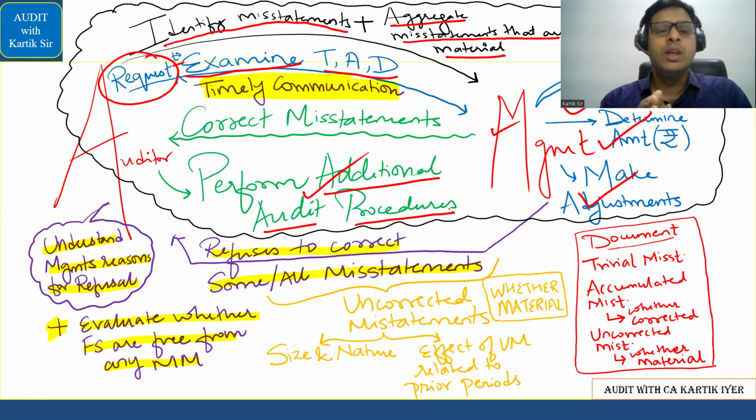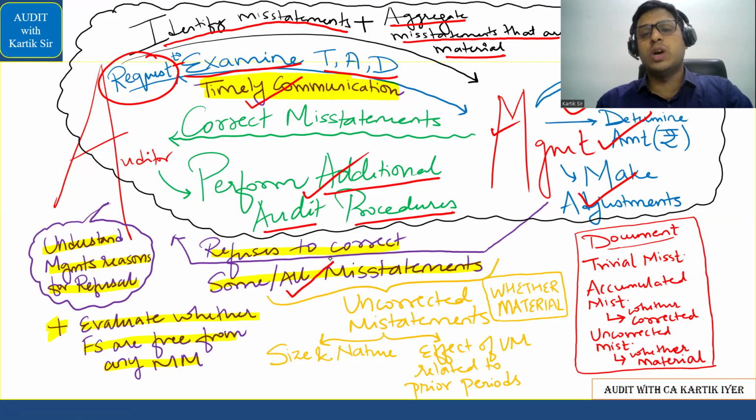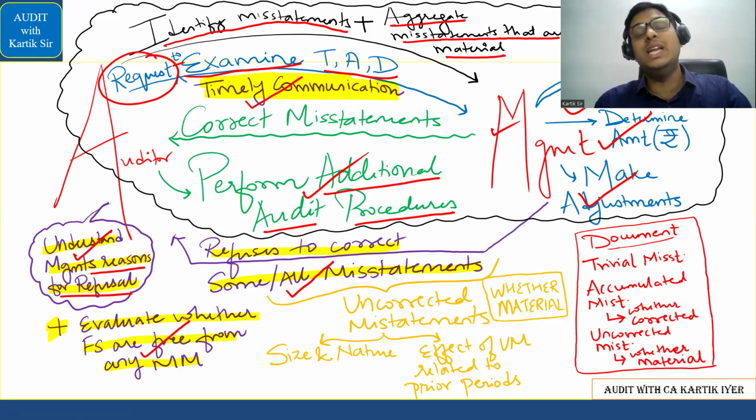Now, regarding the communication between the auditor and management, how it should happen. They have first said that auditors should do timely communication of all the misstatements. If the management refuses to correct some or all of the misstatements, then the auditor has to understand the management's reason for refusal, and the auditor has to evaluate whether financial statements are free from any material misstatements. Okay, that the auditor has to check.